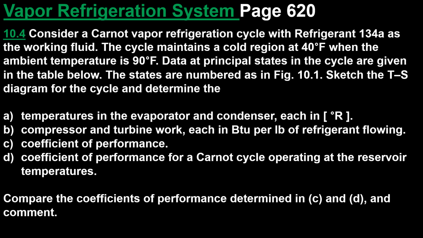Problem 10.4. So in this problem, we are told to consider a Carnot vapor refrigeration cycle. We still deal with a Carnot vapor refrigeration cycle. And the working fluid is refrigerant 134a. The cycle maintains a cold region at 40 degree Fahrenheit when the ambient temperature is 90 degree Fahrenheit. Data at principal states in the cycle are given in the table. So there's a table that I will show.